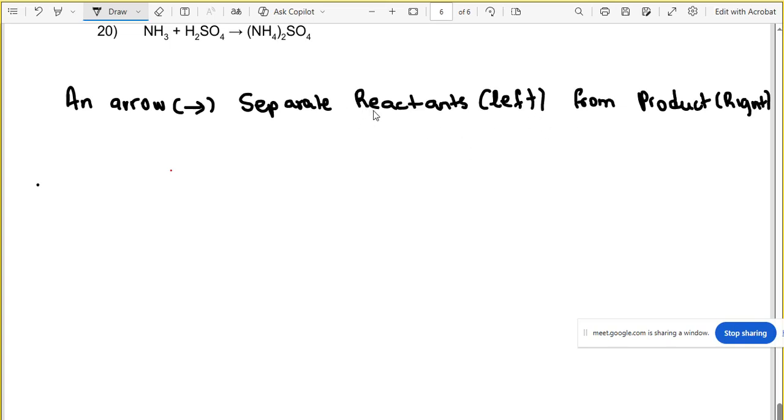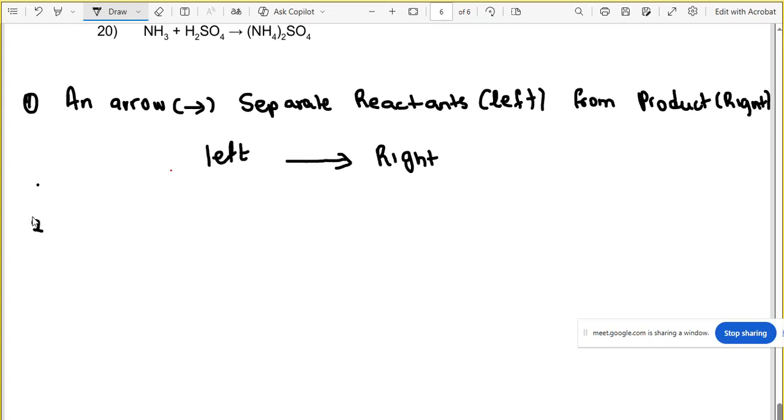Okay, so left of the arrow, if I put an arrow like this, just know that on the left of the arrow, everything present before the reaction are your reactants, and right of the arrow, everything present after the reaction will be your products. You understand? Yes. Right. This is the first rule when it comes to the properties of chemical reaction.